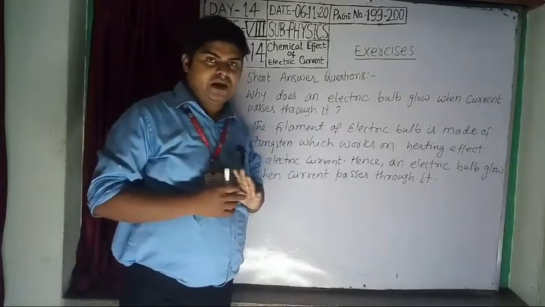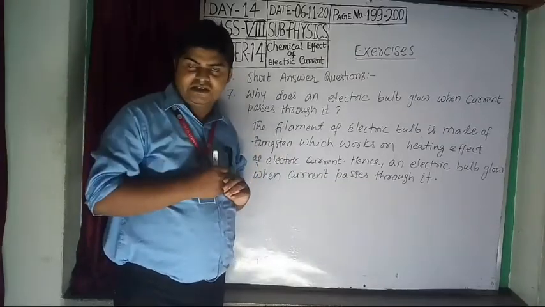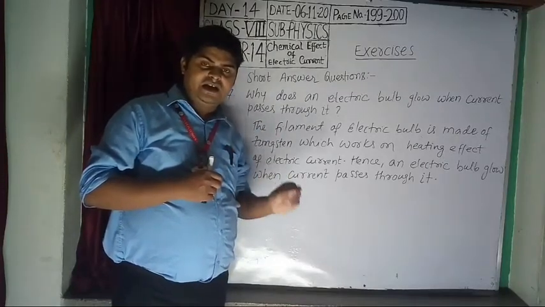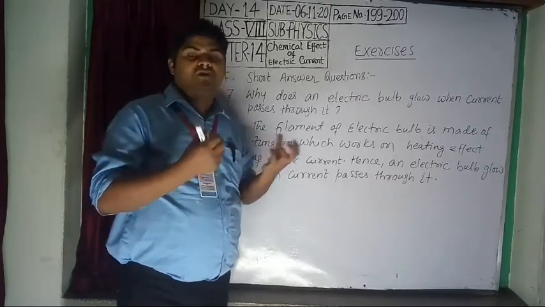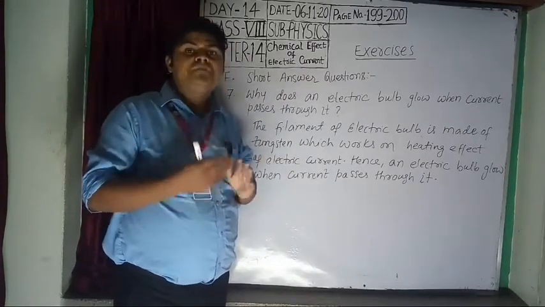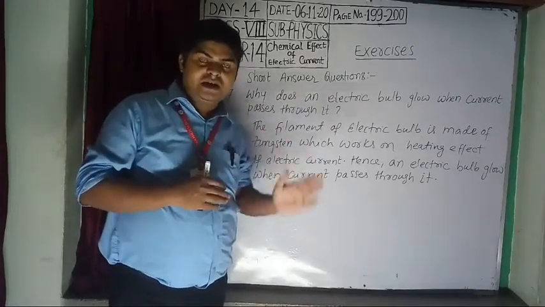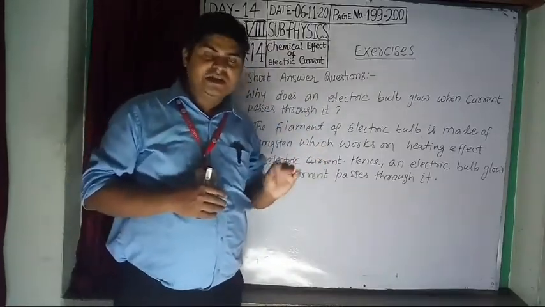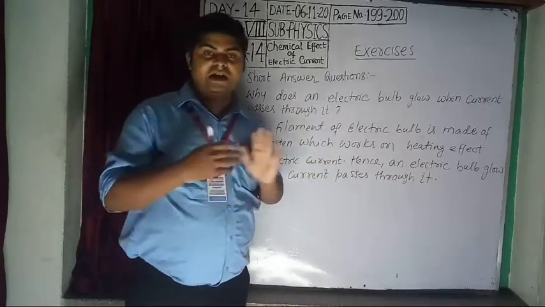Students, you know the inner part of an electric bulb is made of tungsten, which works on the heating effect of current. That means when current passes through the conductor, it resists the flow of charge and converts electricity into heat energy. Energy can neither be created nor destroyed, but it transforms from one form to another. So when electricity is passed through tungsten, tungsten converts electrical energy into heat energy, and then the bulb will glow.